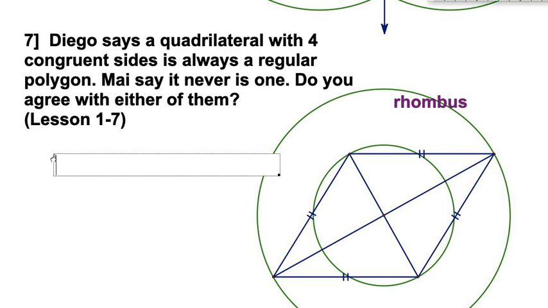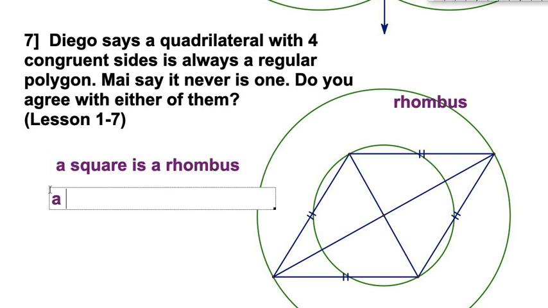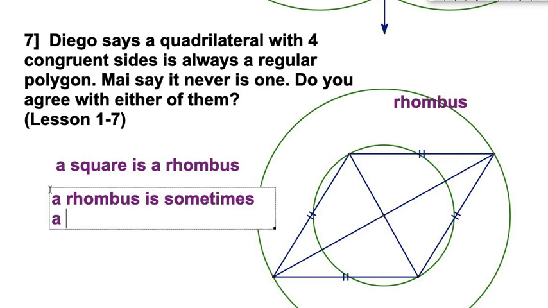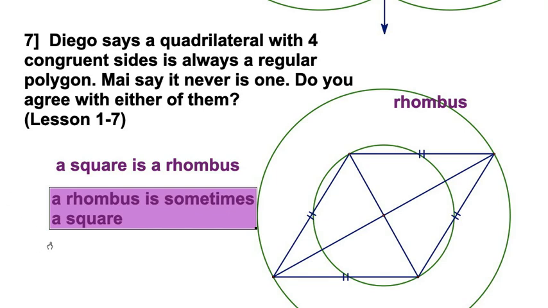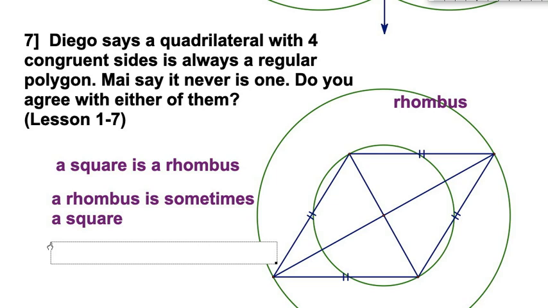But let's just write another statement here. A square, to get us used to this logic, is a rhombus, because a square is an equilateral quadrilateral. But I must say that a rhombus is sometimes a square. Now, you will often see that written this way because we'll say a rhombus is not a square.